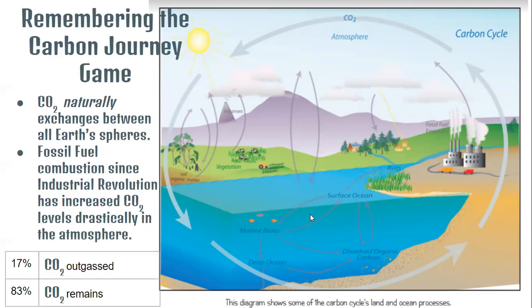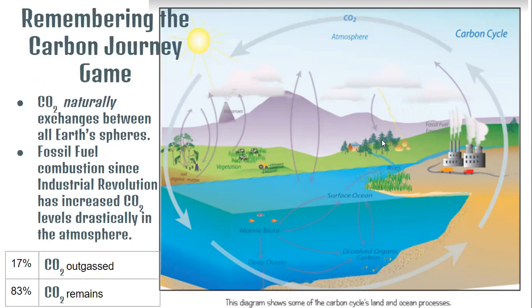Now, after the game we talked about fossil fuel combustion, and we talked about how since the Industrial Revolution the amount of carbon dioxide that's been added to the atmosphere has increased drastically. So the carbon dioxide in the atmosphere now is a huge reservoir of carbon, and it's out of balance, and so it's trying to get back in balance. And so what it does is it tries to push this carbon into its other reservoirs.